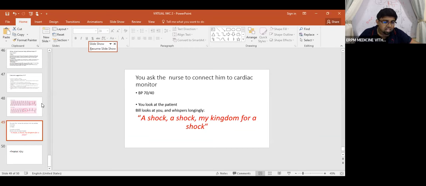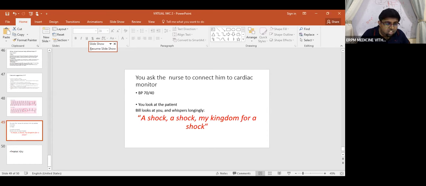That leads to the famous SBA question, single best answer, in the exam. Adult tachycardia, patient unstable. What will you do? Easy: shock. That is theory knowledge. Adult tachycardia, patient unstable, you will shock. Is he stable or unstable? Unstable.